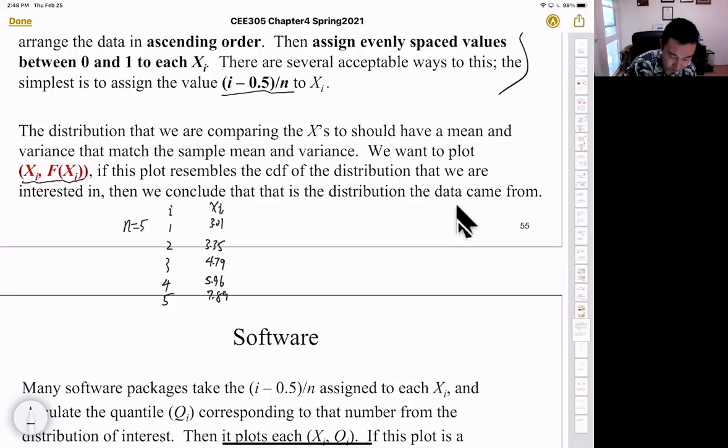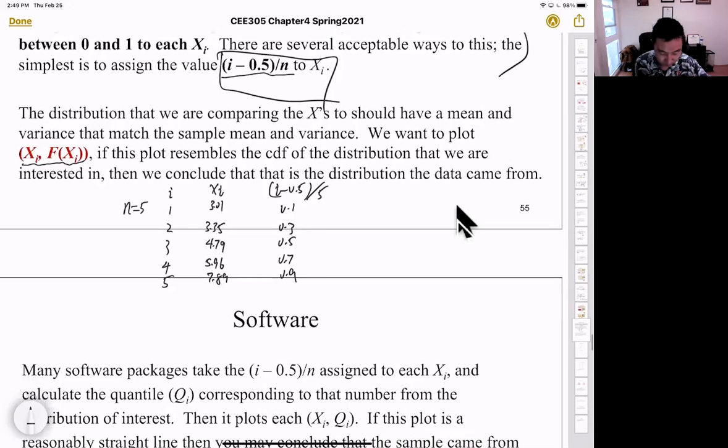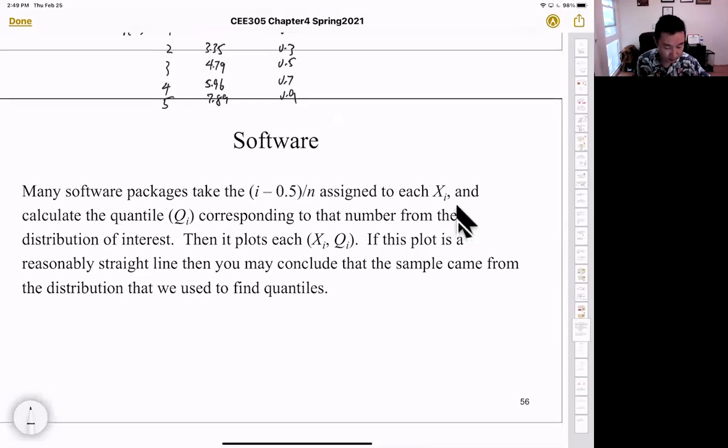So first of all, we calculate (i minus 0.5) divided by 5. 5 is n. So that value is 0.1, 0.3, 0.5, and so on. That reflects the position of xi in the ordered sample. So that's one way to do that.